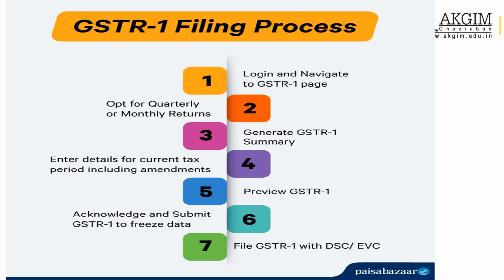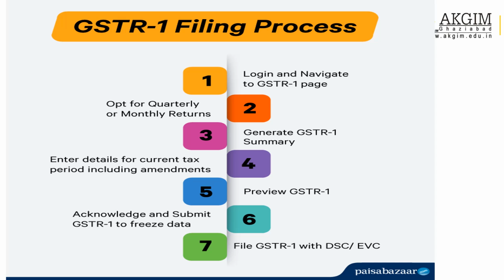Opt for quarterly or monthly return. There are options that your return is quarterly or monthly, depending upon your turnover. So opt for that. The third step is that you are required to generate a GSTR 1 summary. For that summary, you are required to fill in all the details of your sales, your purchases, your input credit and all. After generating this GSTR summary, enter the details of the current tax period including amendments. Then after completing all the formalities, preview GSTR 1. Your return is ready. Now you can see the preview.